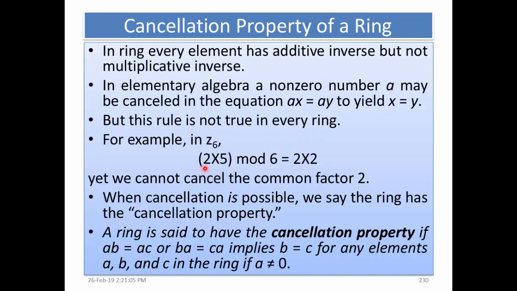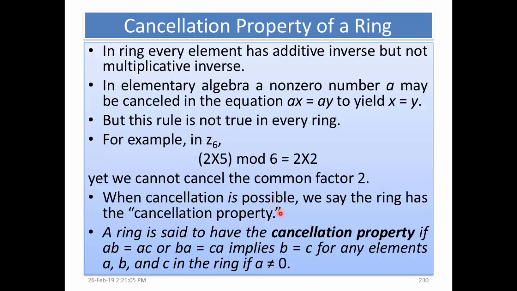Here you have 2 on both sides of the equation, but you cannot cancel these two 2's. Why? Because 2 into 5 is equal to 10, mod 6 is equal to 4, and 2 multiplied by 2 is also 4. So after doing the modular arithmetic operation, both are equal. But if you cancel the 2 on both sides, then it will be 5 and 2, and of course 5 is not equal to 2. So you cannot cancel these common factors on both sides.